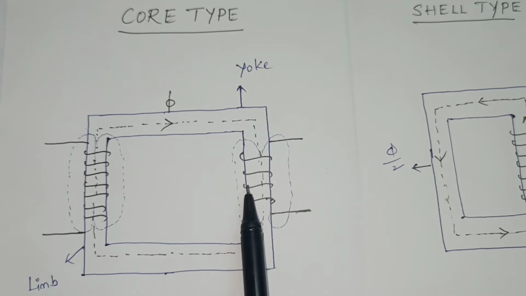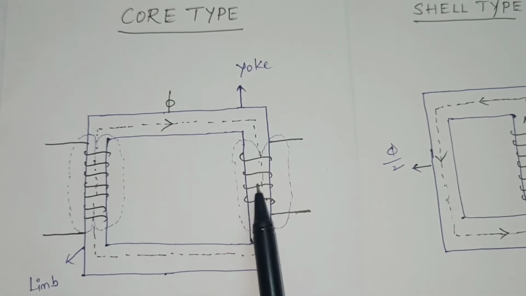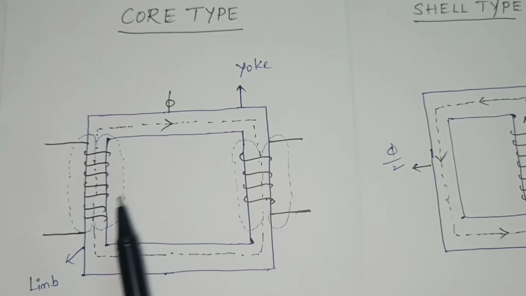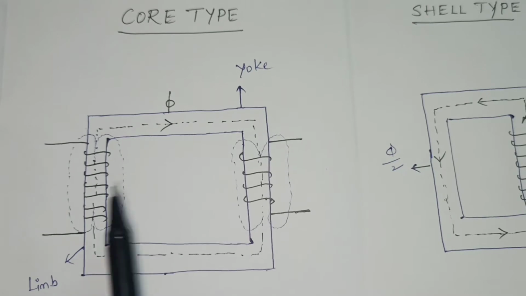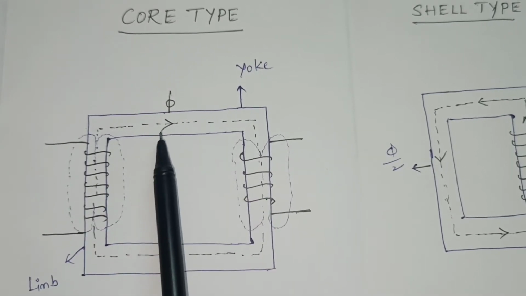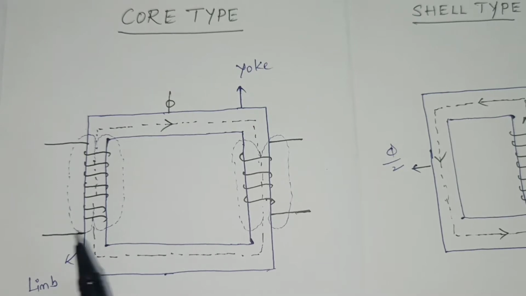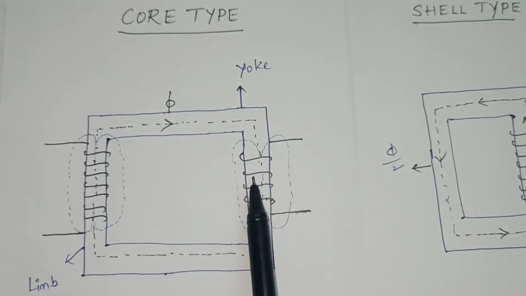Mainly we have two windings, primary winding and secondary winding. The primary winding and secondary winding have some number of turns based on the requirement. Flux flows from the primary side to the secondary side through the core. In this core type transformer, mainly we have two limbs. These two limbs are surrounded by the winding.